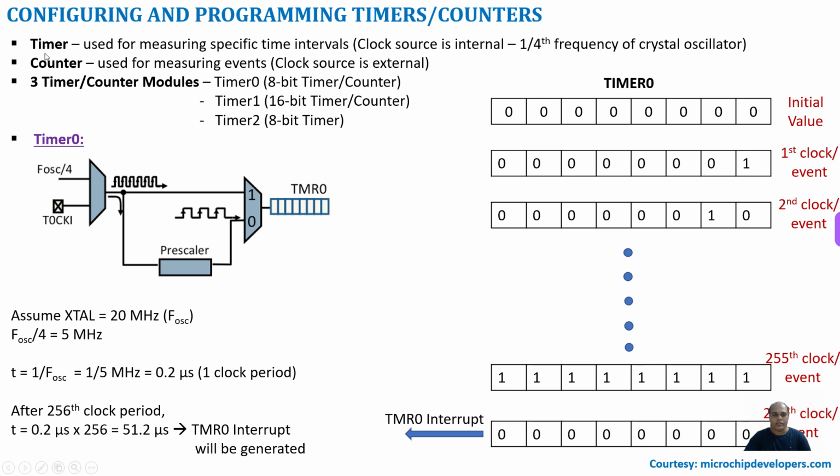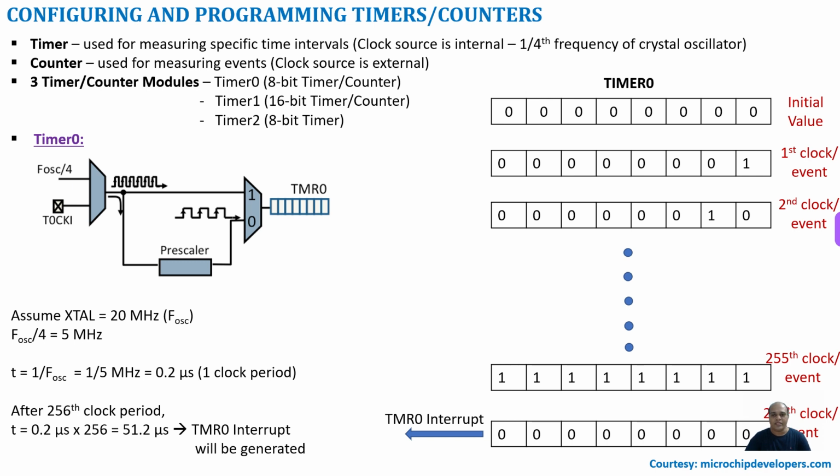The same hardware can be used as a counter. It is used for measuring or counting events. Here the event occurrence is through an external mode. This timer or counter is a hardware based timer or counter, so it is more accurate when compared to software based timers or counters.